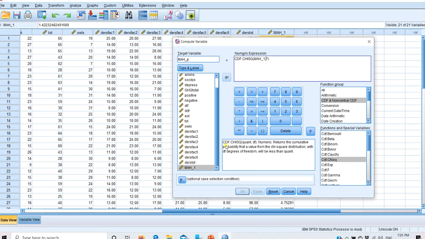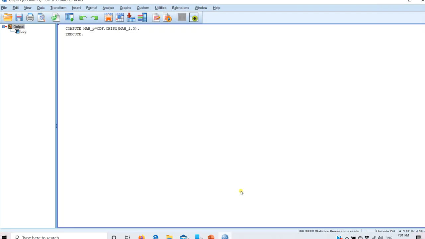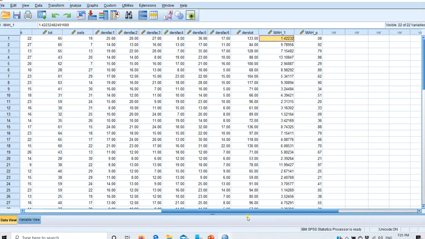Now the second value is degrees of freedom, DF, and the Mahalanobis distance is having DF equal to the number of variables. How many variables we have entered in calculating Mahalanobis distance? 5 variables. 2 positive effect, negative effect, and 3 dimensions of alexithymia. So here I will type 5 and then I will press OK. It will compute a new variable, and this is the new variable having the p-values associated with each of the D square.